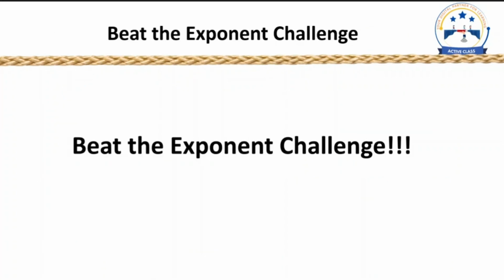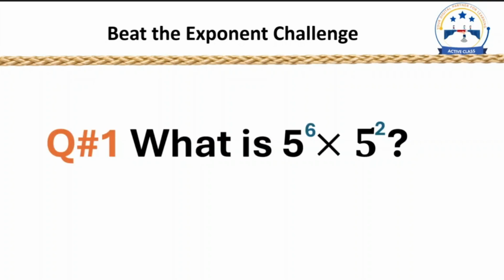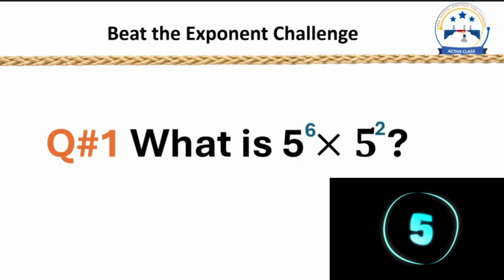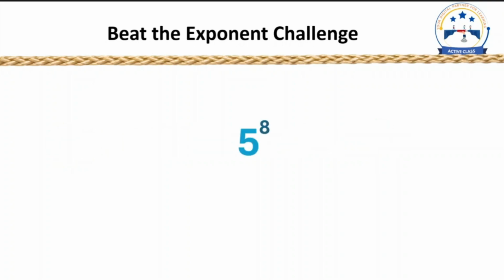All right, now it's time to test your knowledge with a quick challenge. I will give you an indices question and you have 5 seconds to shout out the answer before I reveal it. Ready? Let's go. First question. What is 5 to the power 6 times 5 to the power 2? The correct answer is 5 to the power 8.